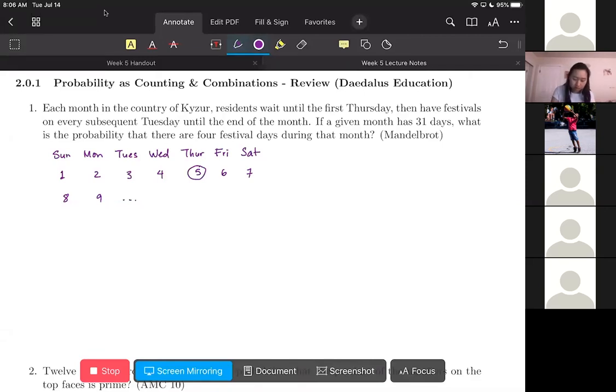So I'll use a different color. So this is going to be a festival day, but the second would not be a festival day. And then if you keep going, this is going to be 15, 16, and 22, 23, and 29, 30. So these would all be festival days. Does everyone understand the problem?